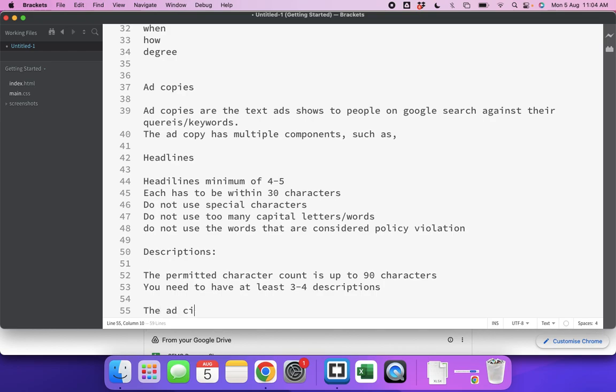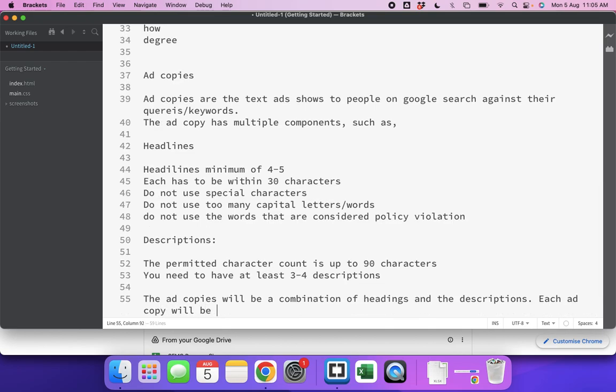So the ad copies will be a combination of headings and the descriptions. Each ad copy will be formed with two headlines and two descriptions. Okay, two headlines and two descriptions.